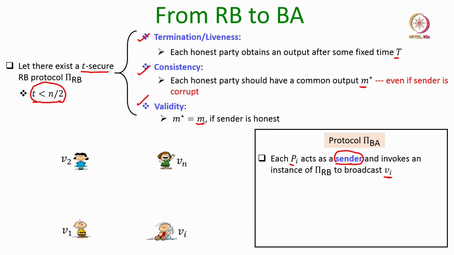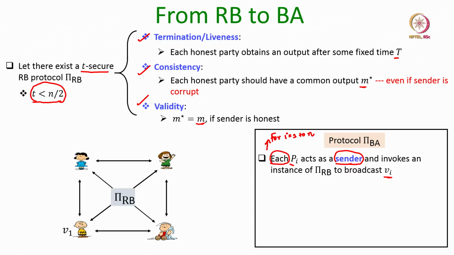So this step will be done by every party Pi, that is why I have written each Pi. This is like for i equal to 1 to n. That means P1 will be acting as a sender, where V1 is the input of the sender for the instance of the reliable broadcast protocol, and everyone will be running an instance of this protocol assuming P1 to be the designated sender, where the sender's input is V1.